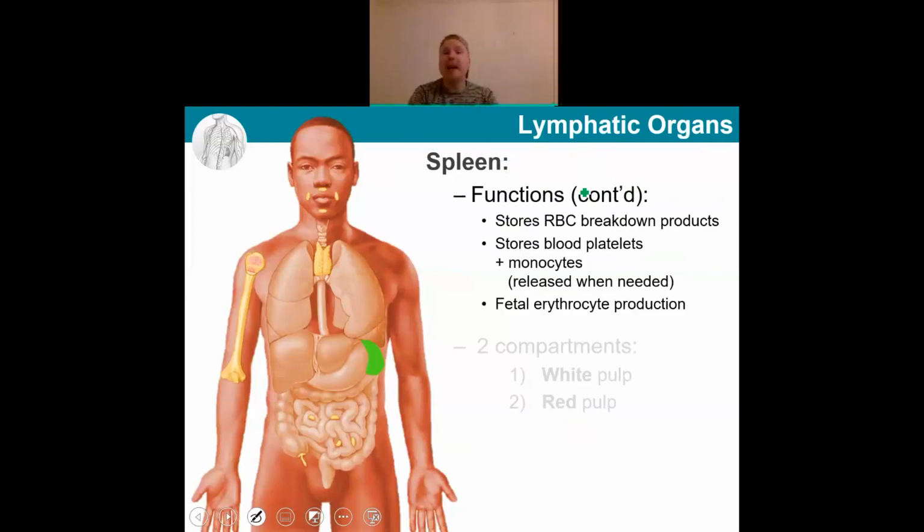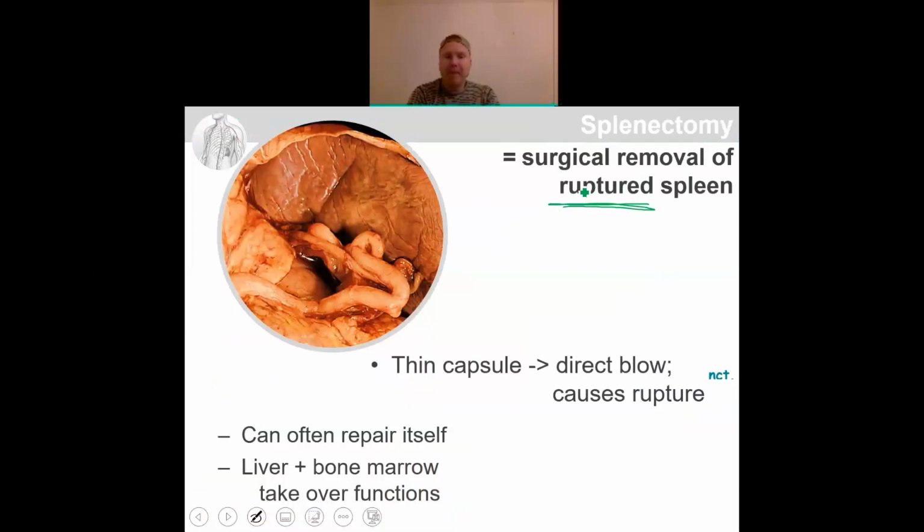What else does the spleen do? It collects the elements when we break down red blood cells in adults. So we break down red blood cells into various components, the heme groups, iron, and so on. That's where they are stored, these broken elements that we can reuse to make new red blood cells. And there are two different compartments within the spleen, white pulp and red pulp.